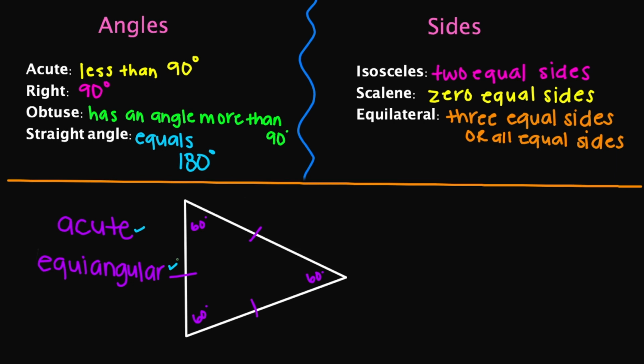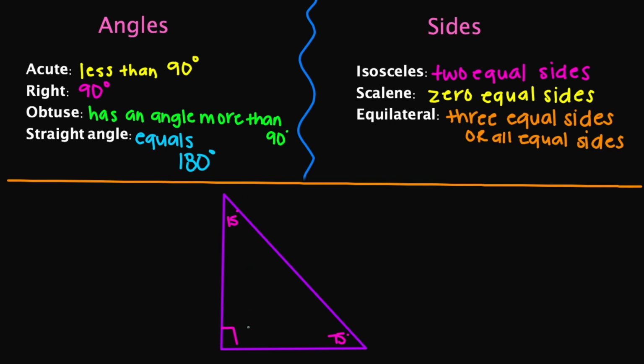And then if I'm measuring by the length of their sides, I have indication here that all my sides are equal. Since all my sides are equal, this is an example of an equilateral triangle. And if you combine the two, this is going to be an acute equilateral triangle. Or you may see an equiangular equilateral triangle.